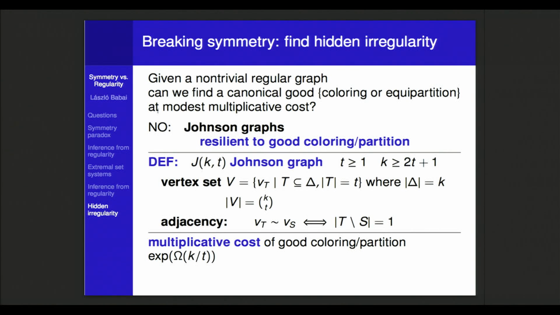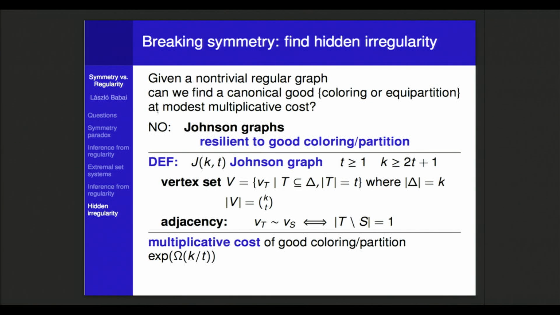The answer is no, and the Johnson graphs are the obstacle. Johnson graphs are tremendously resilient to good partitioning. So let's review what's a Johnson graph again. It has k choose t vertices, where k is greater than or equal to twice t plus 1. So the vertices are naturally labeled by t-subsets of a set of size k, and two of them are adjacent if their labels differ minimally. And what one can prove, and this is not very difficult to prove, is that the multiplicative cost of any good coloring or partition would be exponential in k over t.